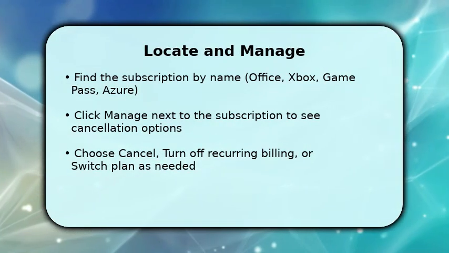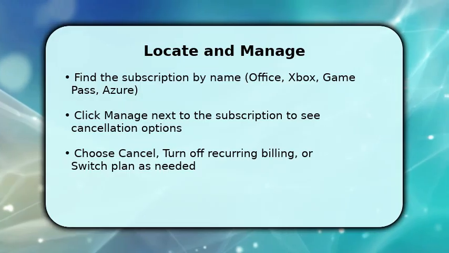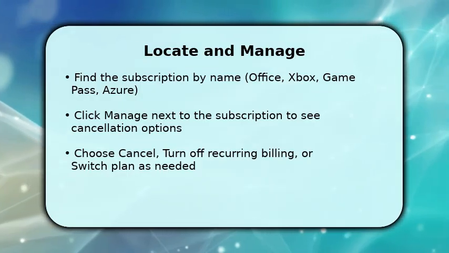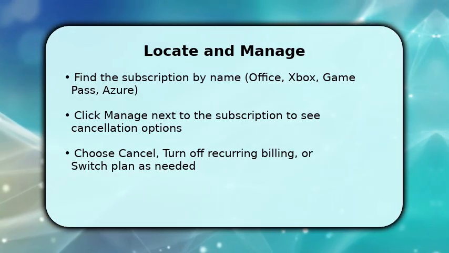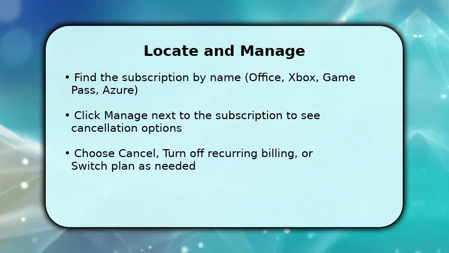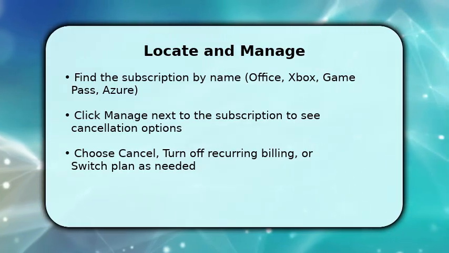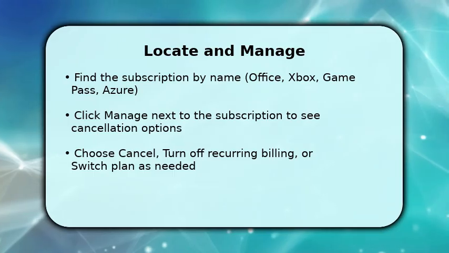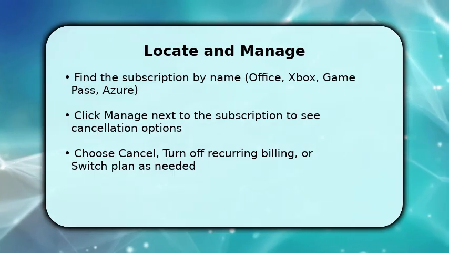Next, find the exact subscription line. Names include Office, Xbox, Game Pass, or Azure, and click Manage next to it. You'll see options like Cancel, Turn off recurring billing, or Switch plan. Choose Cancel if you want to stop future charges immediately.